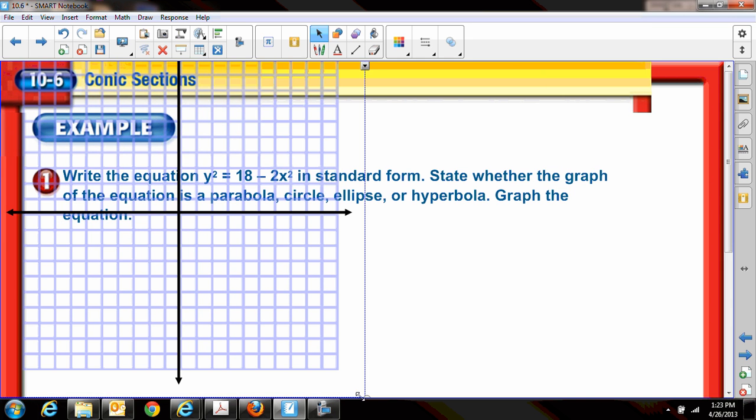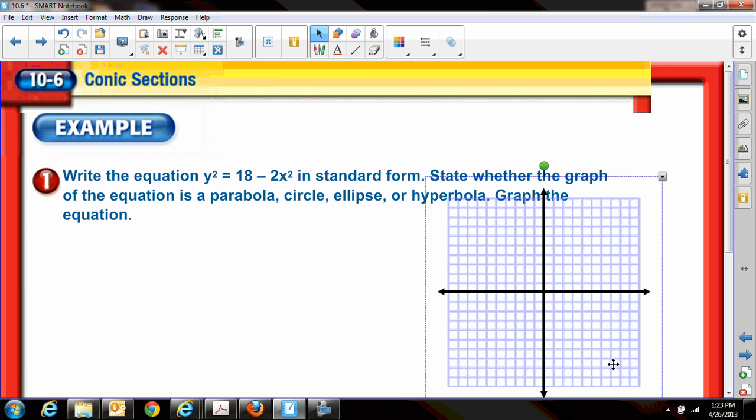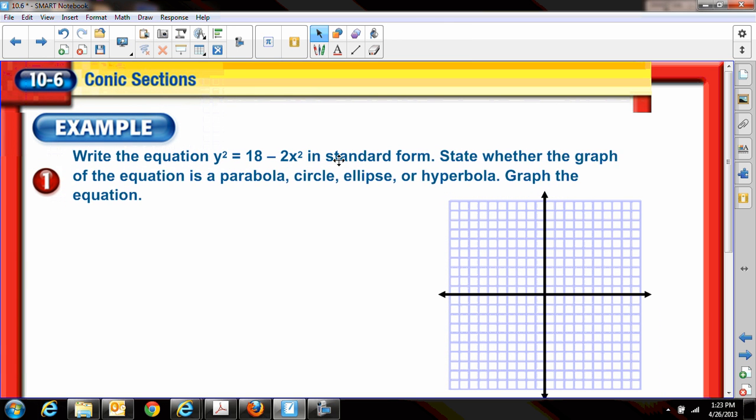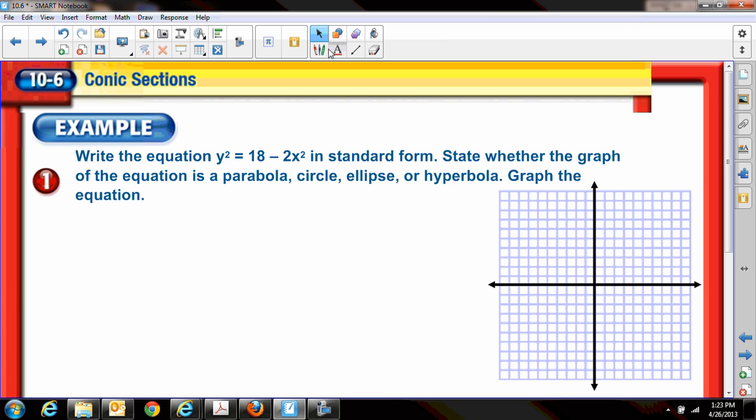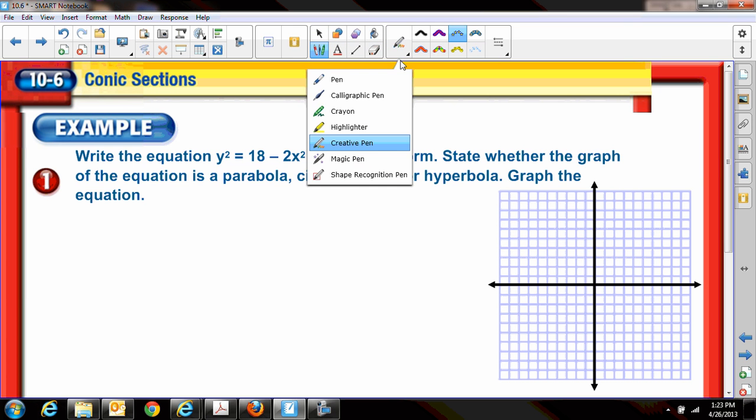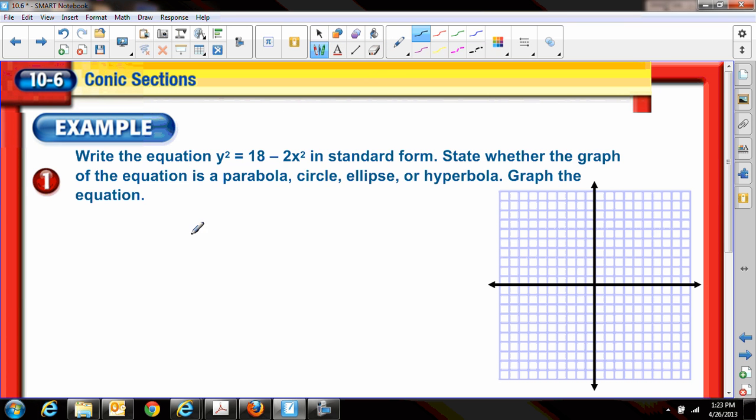Okay, here's my graph paper. First thing, let's figure out which conic we're looking at. If I take what I have, let's put it all on one side: 2x squared plus y squared minus 18 equals 0. Now, why did I put it all on one side?